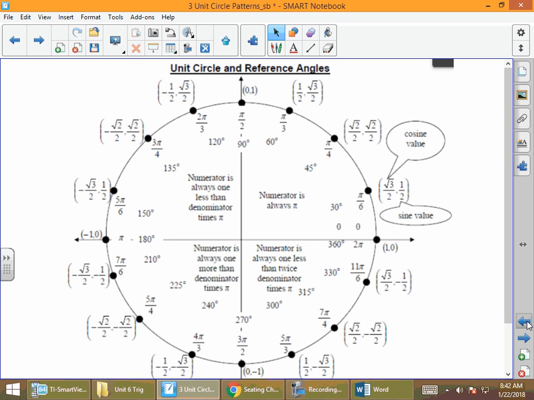Same thing. Pi over 4, 3 pi over 4, 5 pi over 4, 7 pi over 4. Those 4 are all related. They're all divided by 4. Their reference angle, a positive acute angle, is pi over 4. Every single time. And the same thing with the pi over 3. Pi over 3, 2 pi over 3, 4 pi over 3, 5 pi over 3. Those are all related. And the reference angle for any value over 3 is pi over 3.